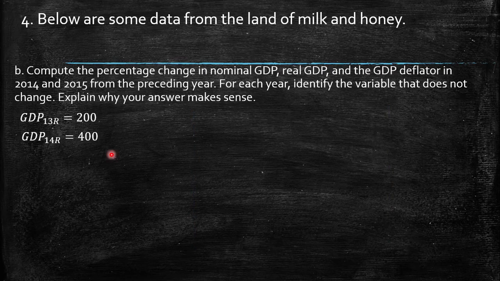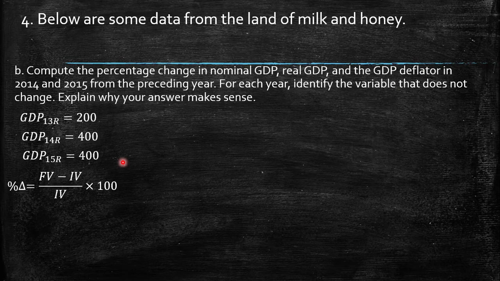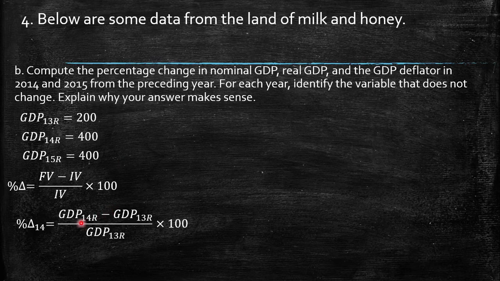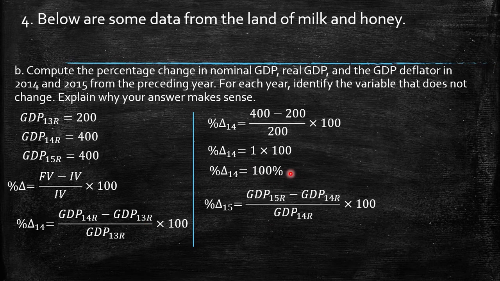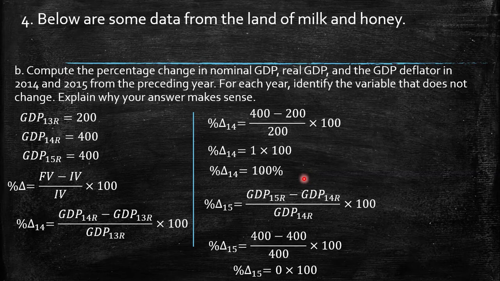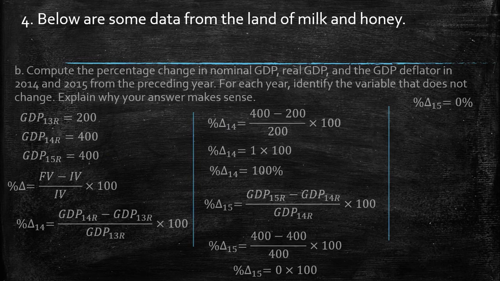Then the real case, we have these numbers, and then the same formula, final value minus initial value over initial value times 100. So we have 2014 minus 2013 over 2013, but in real terms. This is the case for 2014, so we have an increase of 100%. And then for 2015, we do 2015 minus 2014 over 2014, and then we end with 0%. Why? Because it's exactly the same quantity. So here we have the percentage for 2015, 0.